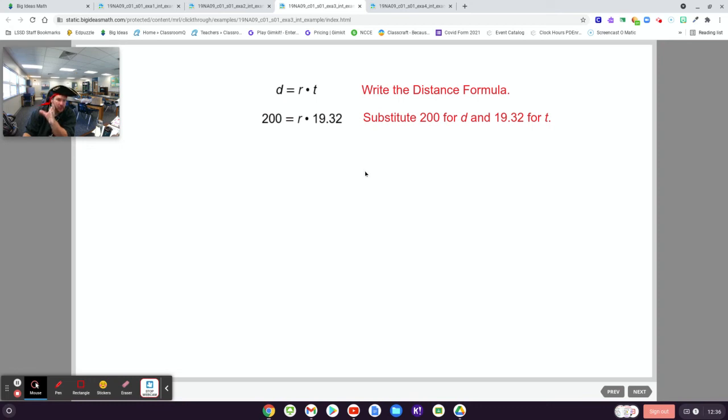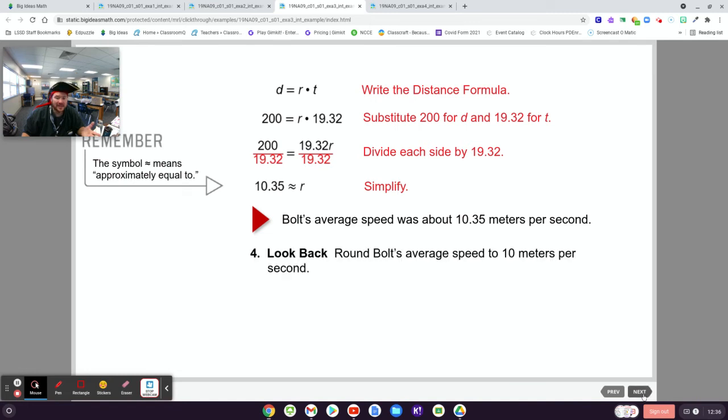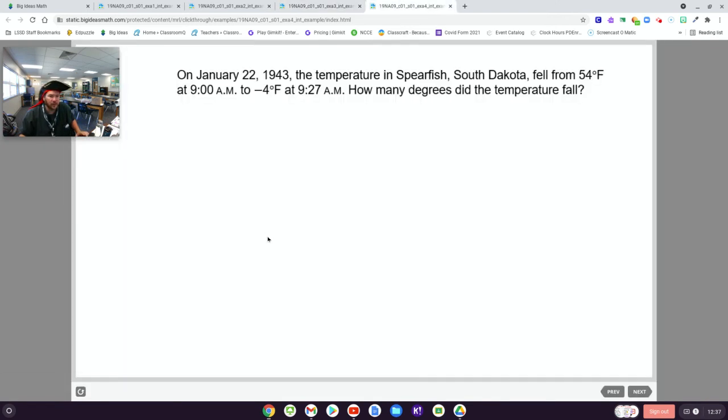To actually get the answer, you will divide. So to get r by itself, you divide each side by 19.32. So what you're really doing is 200 divided by 19.32, which gives you an average speed of about 10.35 meters per second. Extremely fast. Okay, and then you should verify to see if it makes sense. So that's the average speed we came up with. Does it make sense? Well, if it's about 10 meters per second and he's going 200 meters, it should be about 20 seconds, which is what it was. So yeah, that makes sense. It's reasonable.